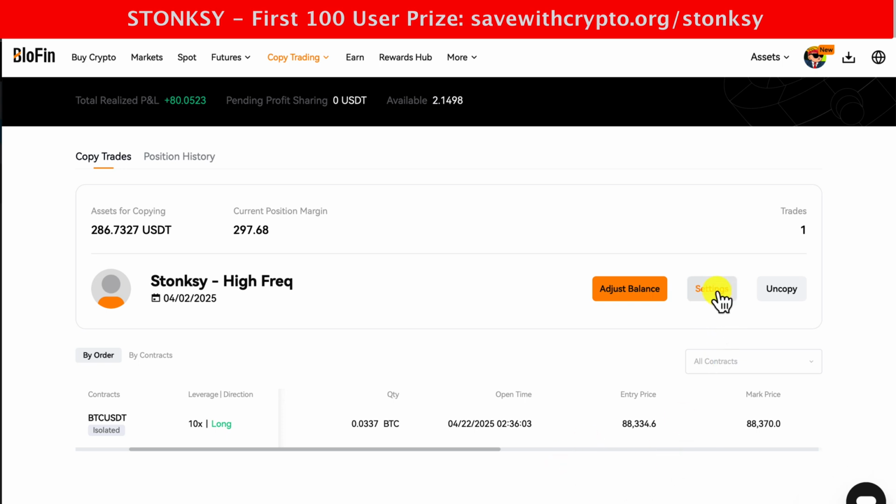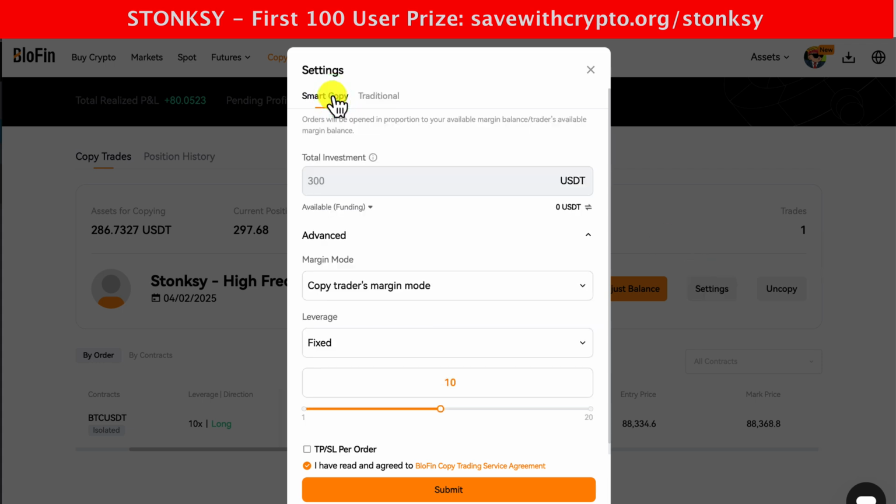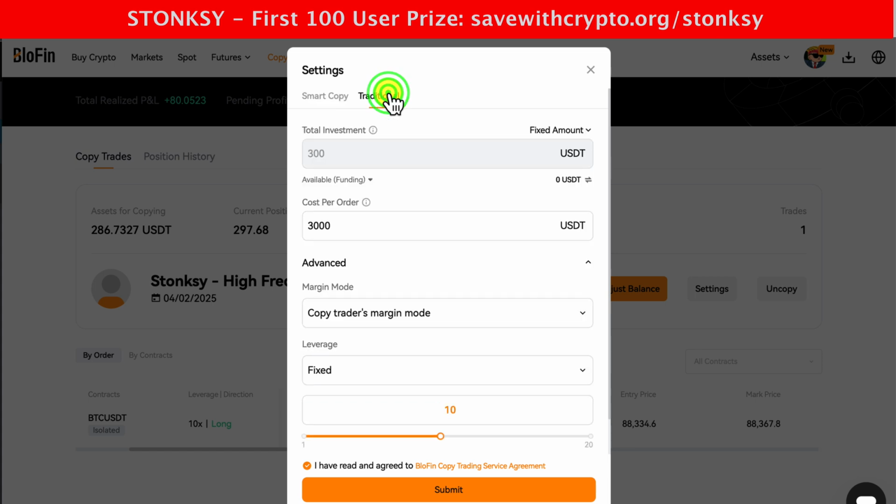Now, when you set the bot up, there are these settings that you can play with. By default, it's on the smart copy, where you can pretty much set it and forget it. I like to play with the traditional settings, and what I was wondering is what happens if you put the maximum amount into cost per order. Now, I did an experiment with this, and I started it on the Stonksy indicator live stream yesterday. So let's go and take a look at that first.